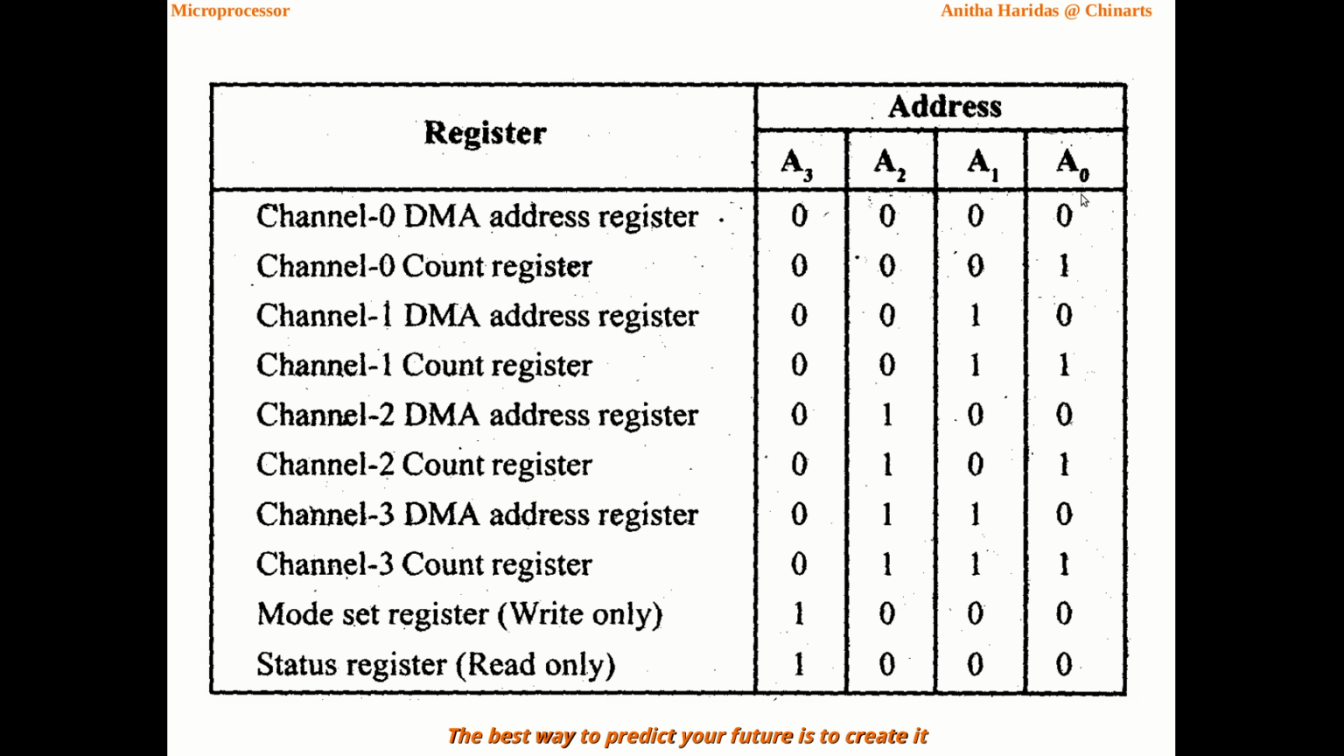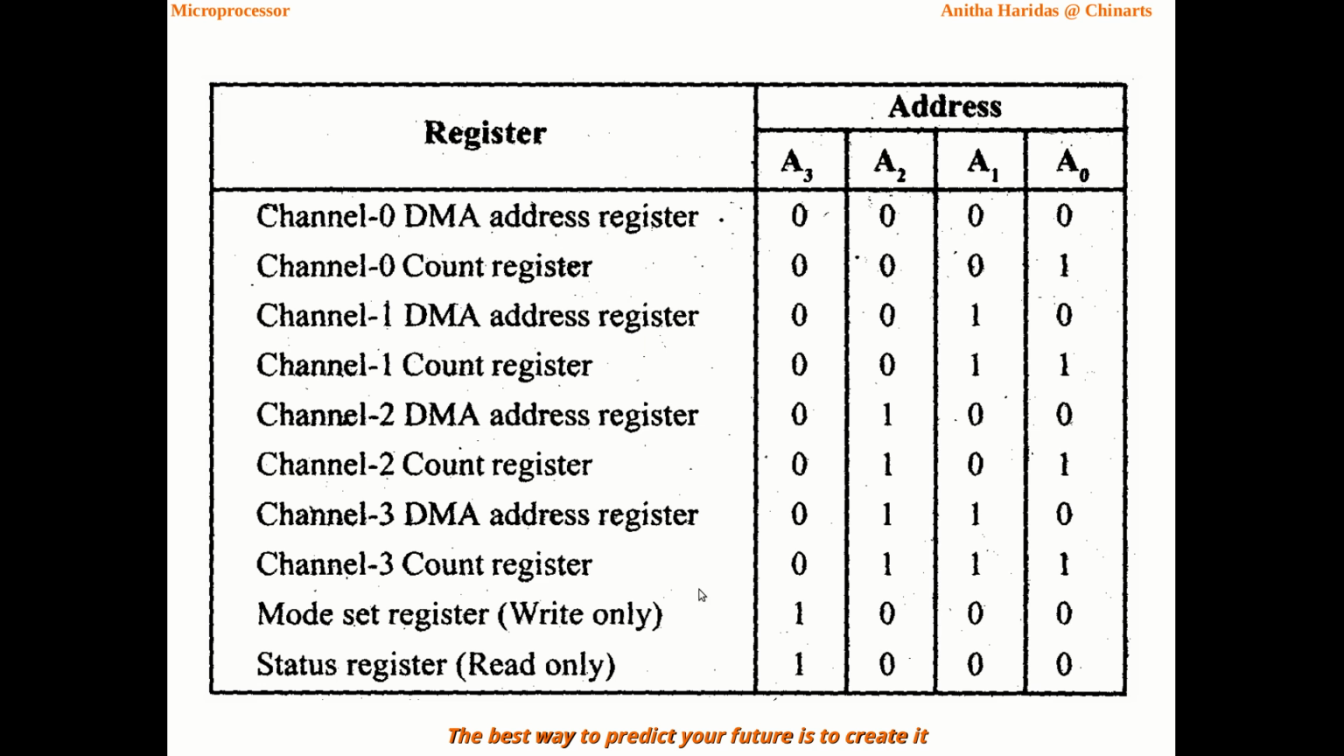Okay. So you have A0 to A3. If it is 0, 0, 0, 0, it is going to be channel 0's DMA address register. 001 will be the count register, and 010 will be the address register of channel 1, 011 for the counter, and so on. Okay. These are the same way here, channel 3. So 4 different channels, address register and counter register.